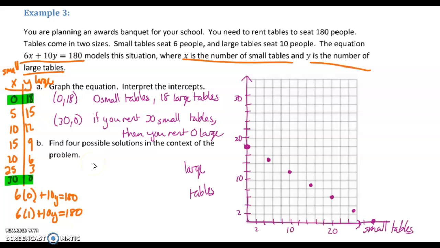Okay, so here's the graph that it would look like. I plotted the points on the graph. X is the small tables, Y is the large tables. So now it says find 4 possible solutions in the context of the problem. Any numbers that are whole integers from your table could be solutions. So you can choose any 4 of those to be possible solutions in the problem.